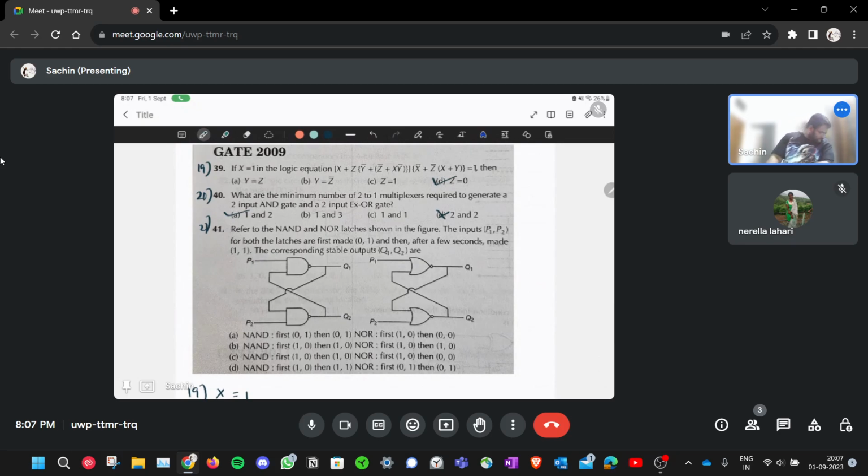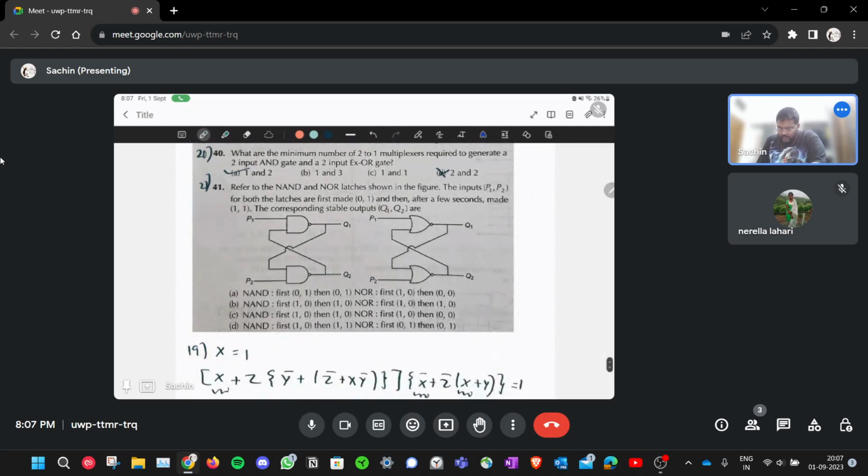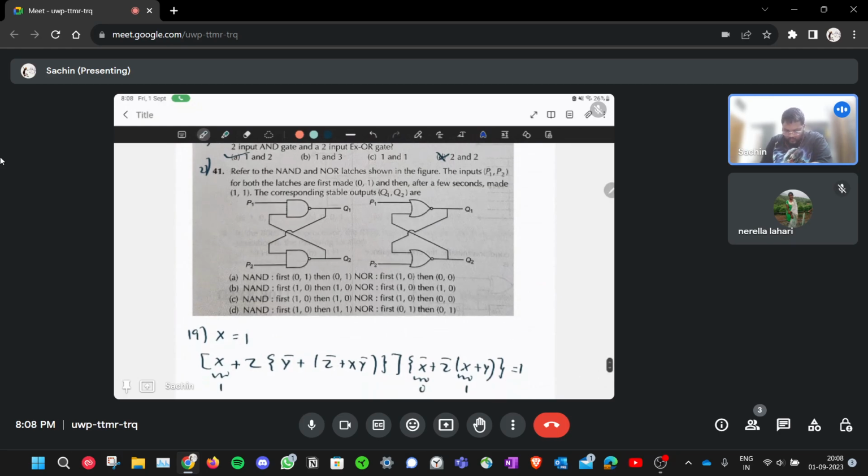Okay. Final question. Refer to the NAND and NOR latches shown in the figure. The inputs P1, P2 for both the latches are first made 0, 1 and then after a few seconds made 1, 1. The corresponding stable outputs Q1, Q2 are. Okay. First, the inputs are made 0, 1. So let's put this as 0, 1. What will happen in this case?